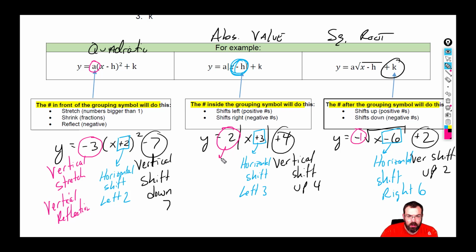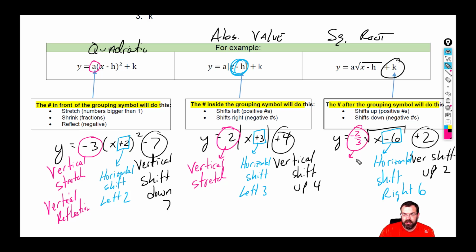This one. What is this going to do? This is just a vertical stretch by 2. It's not negative, so it's not flipped. So it's just a vertical stretch. Okay, I'm actually going to come to this one and change it a little bit. I'm going to make this negative 2/3.